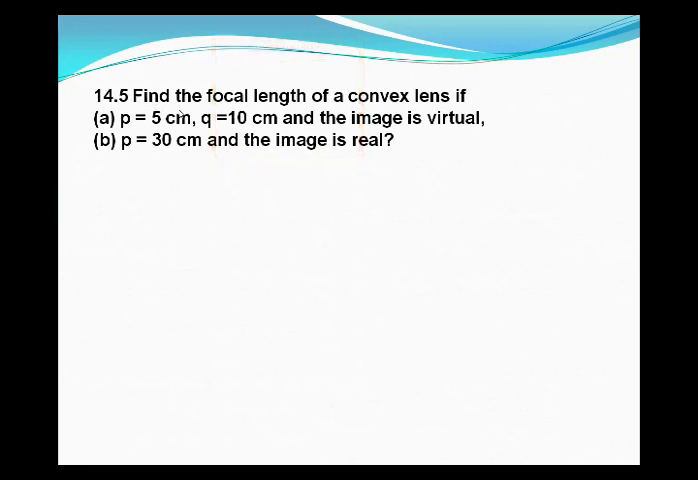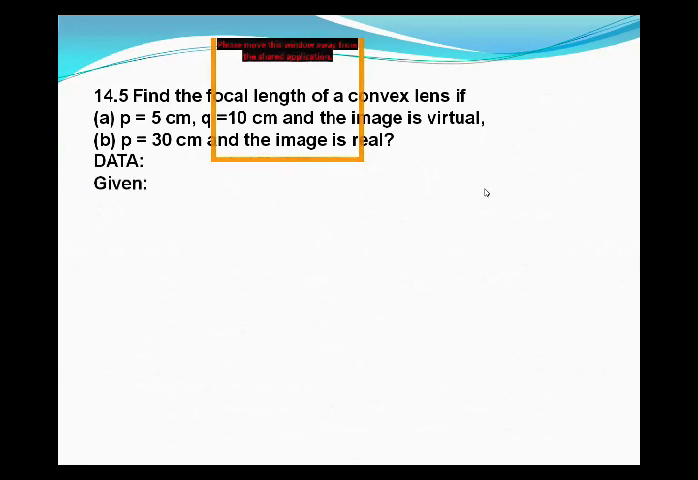Now the question is: find the focal length of a convex lens. Here we will find the focal length of the convex lens while the object distance is 5 centimeter, image distance is 10 centimeter, and the image is virtual. And the second one is P equal to 30 centimeter and the image is real. So here we will make up the data.